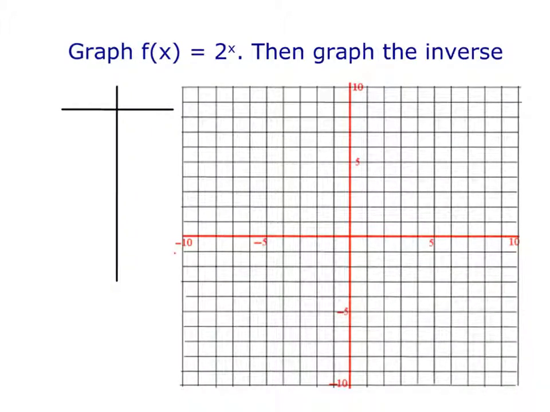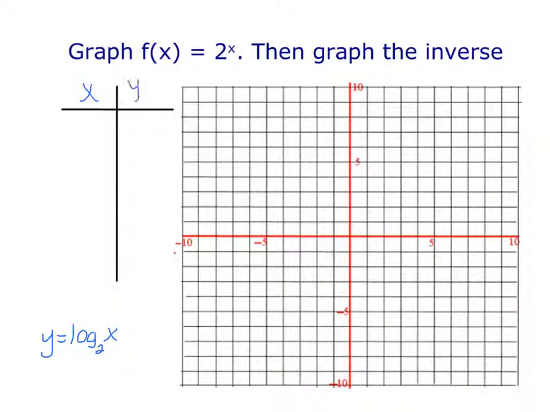To graph a logarithmic function, you typically start with its inverse, which is the exponential. So we're starting here with f of x equals 2 to the x, and we're going to write some points down, graph it, and then graph the inverse, which will be the log base. Let me write it out here. This is the inverse, log to the base 2 of x.